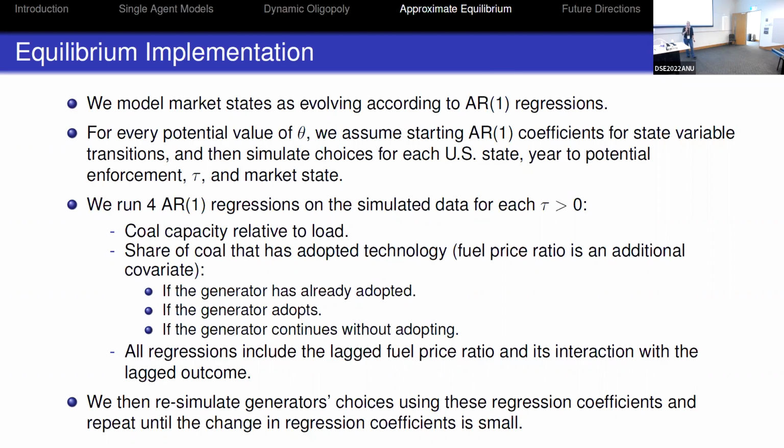And actually, let me come back to that in a second. So coal capacity relative to load. The second one is the share of coal as adopted technology. In this regression, this is actually 3 regressions. Why is it 3 regressions?